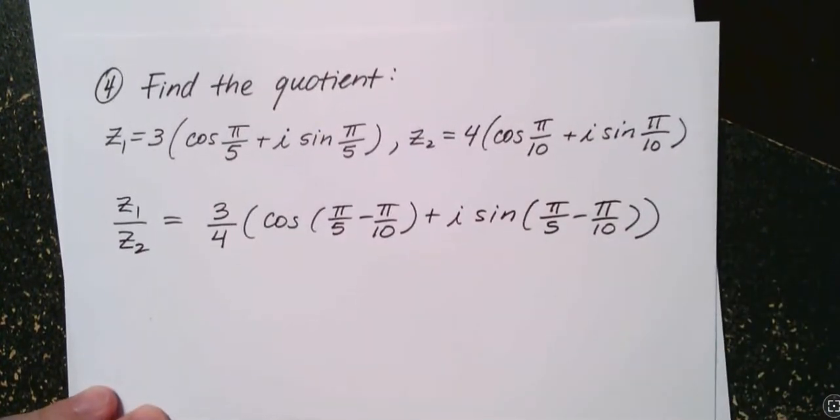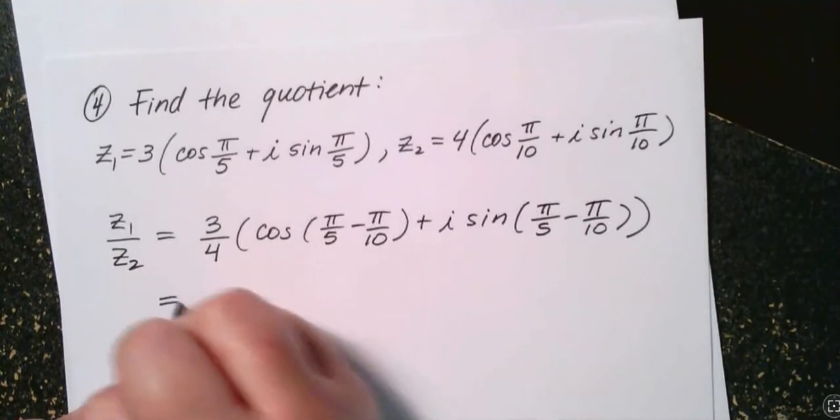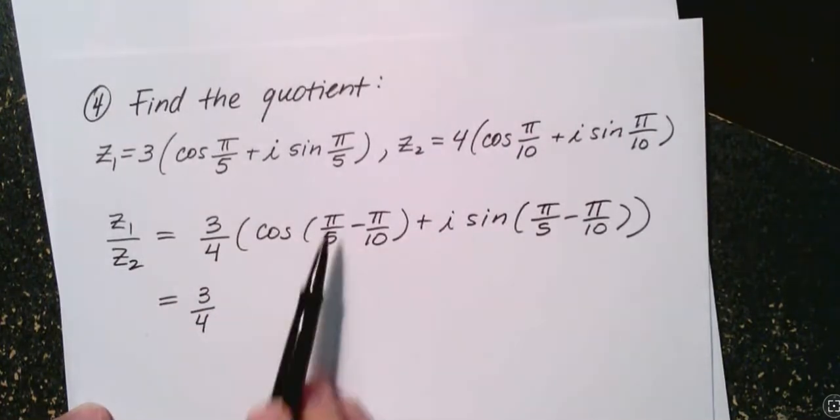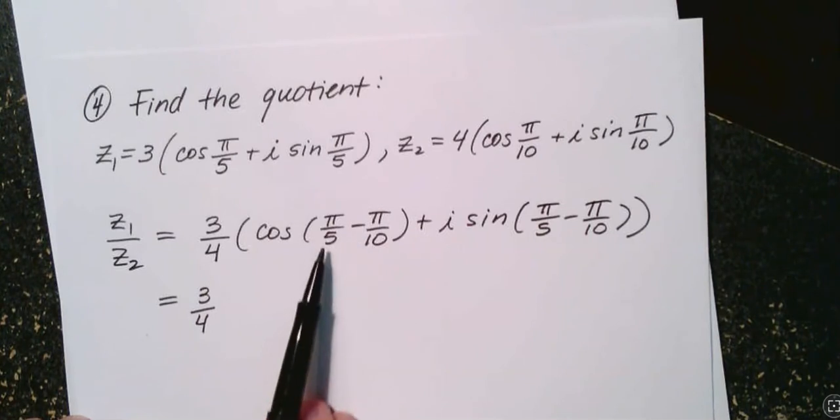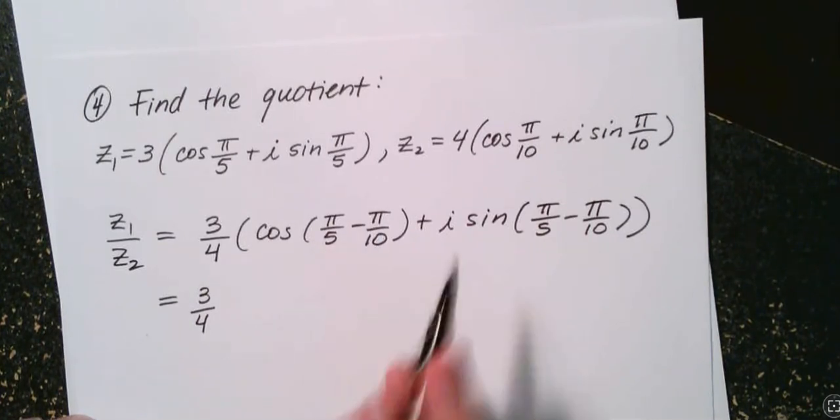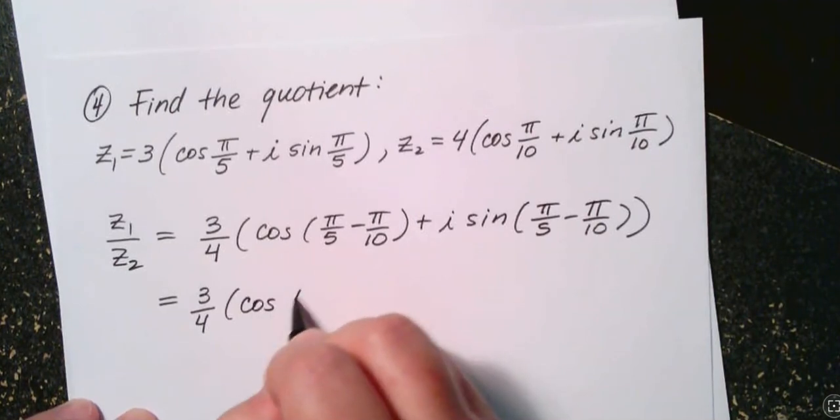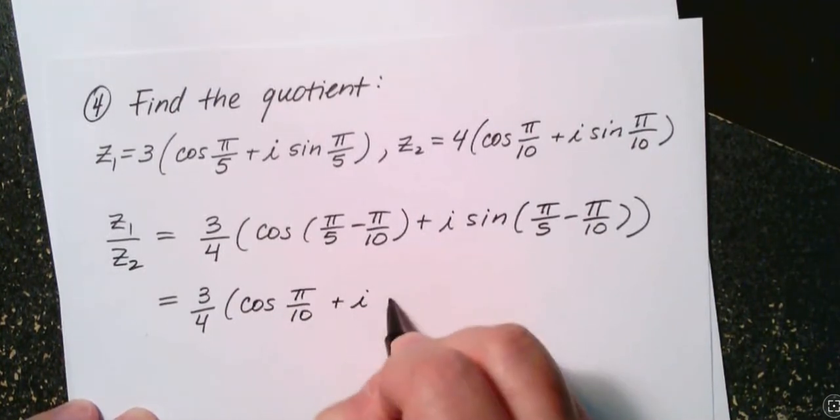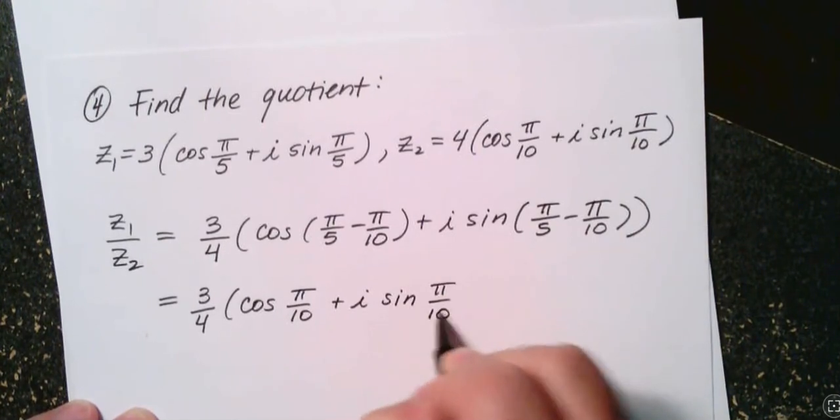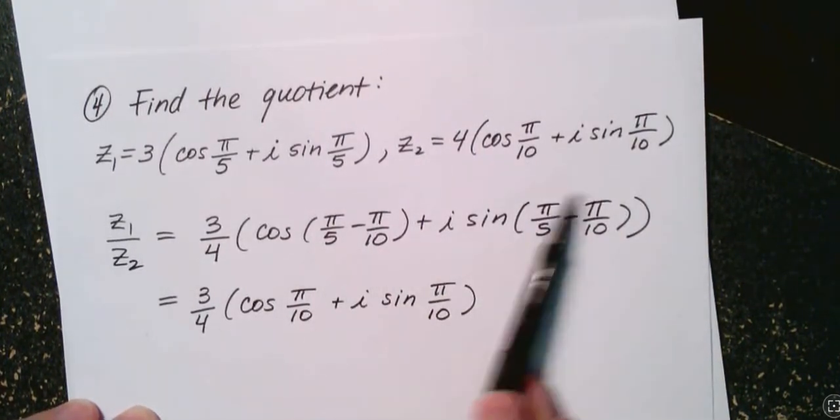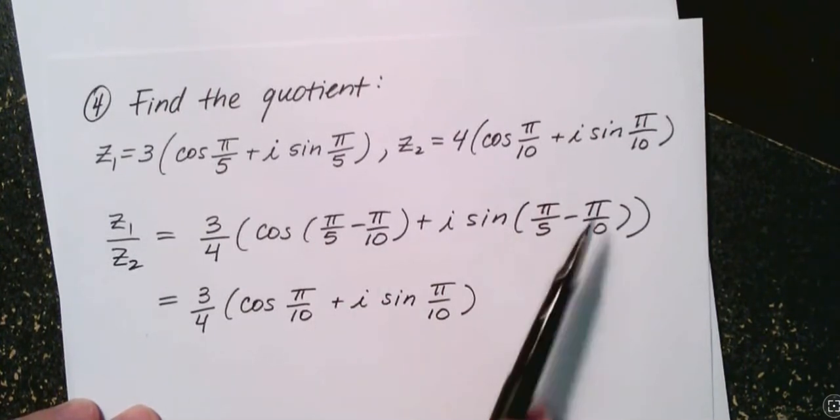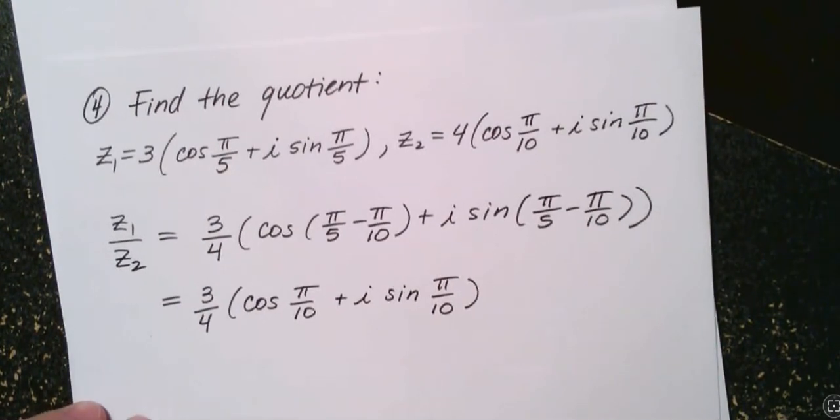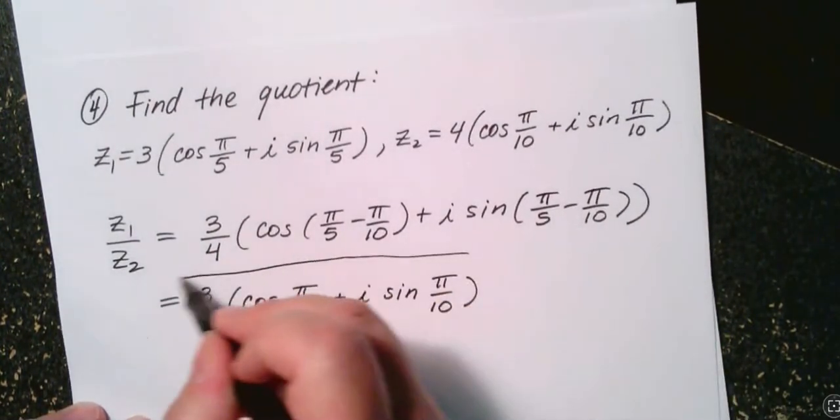And that's my answer, but I can simplify it. So I will. Pi over 5, common denominator, remember, to add or subtract fractions. So pi over 5 is the same thing as 2 pi over 10. Minus 1 pi over 10, that's just going to leave me with pi over 10. So cosine pi over 10 plus i sine pi over 10. And whatever you're doing here is exactly the same thing here every single time. So once you've figured out how to simplify this, you also know how to simplify this. So there it is in polar form, and I'm going to go ahead and leave my answer just like that.